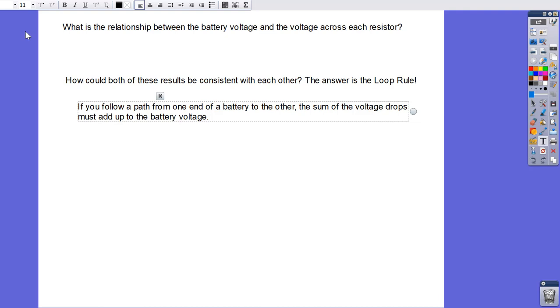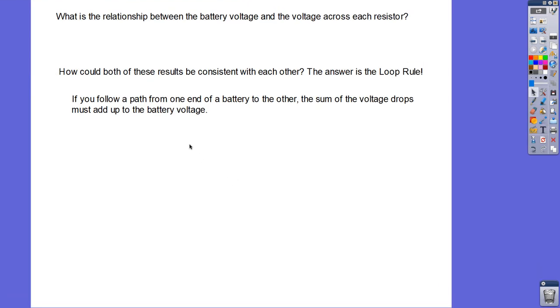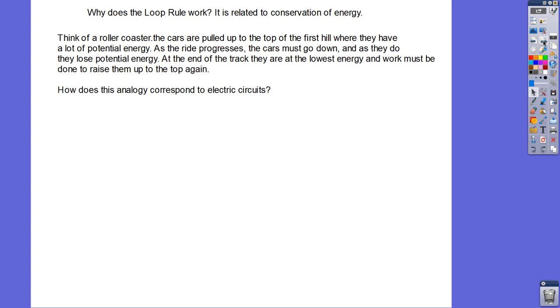Okay, so this is a big deal. It's a very, very useful rule. Makes your life a lot easier. Voltage drops would be those voltages you measured across the resistors. So let me go ahead and kind of explain that a little bit, and then we'll go back and see how it works. I've got this roller coaster analogy.